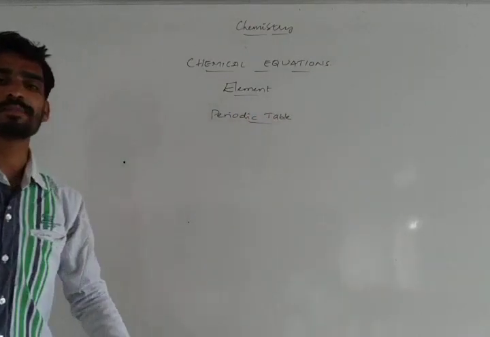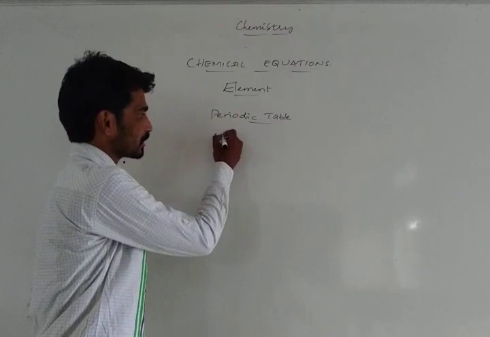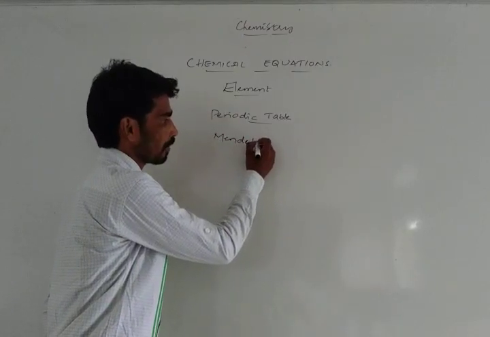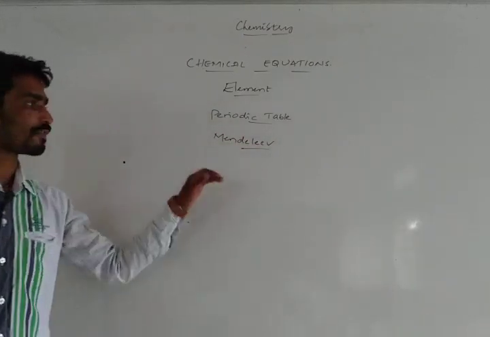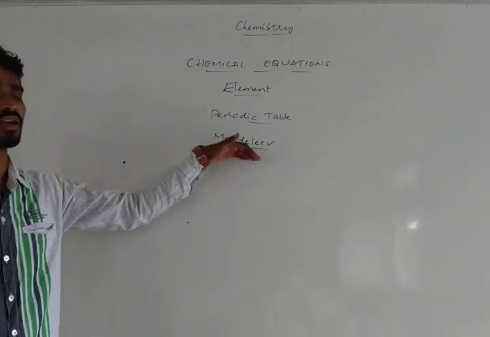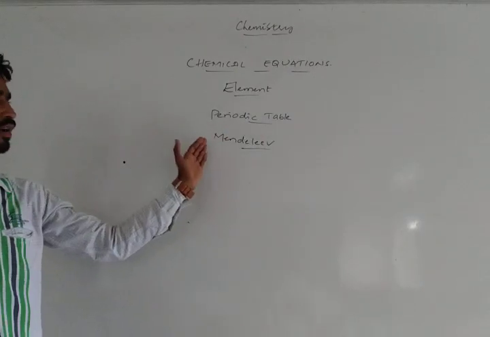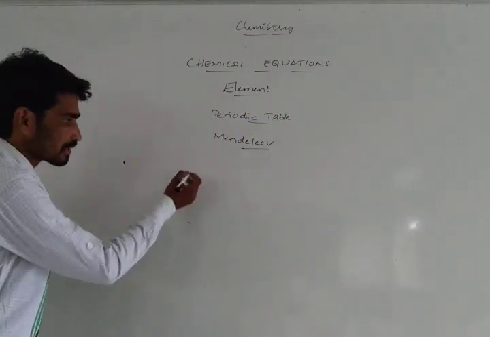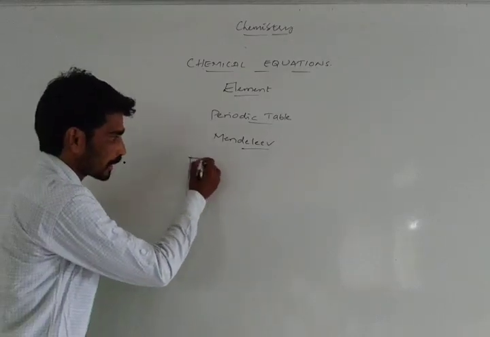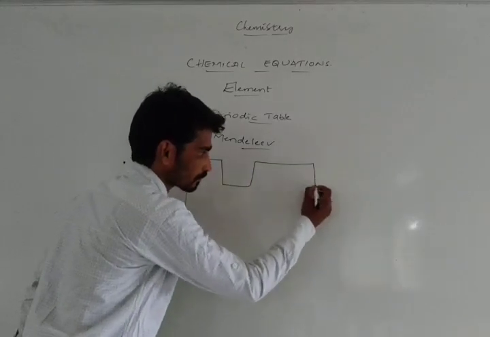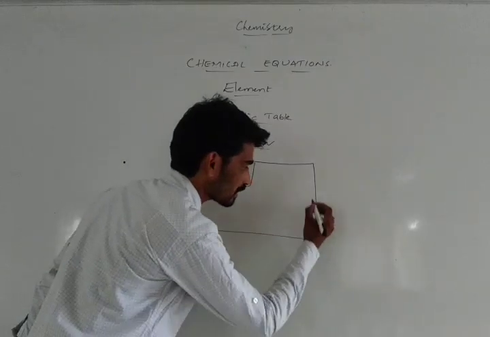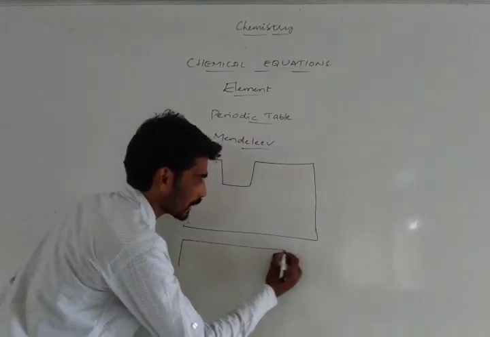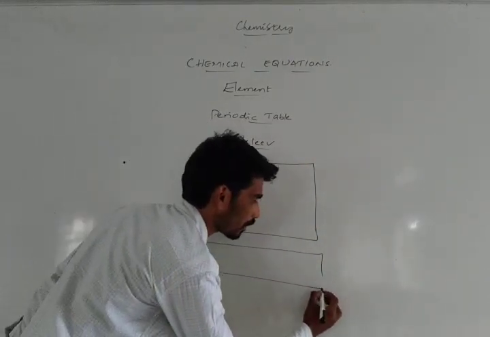Who designed the periodic table? A scientist called Mendeleev. He is considered the father of the modern periodic table. So the generalized structure of the periodic table will be in this pattern. This is the generalized structure of the Mendeleev periodic table as well as the modern periodic table.